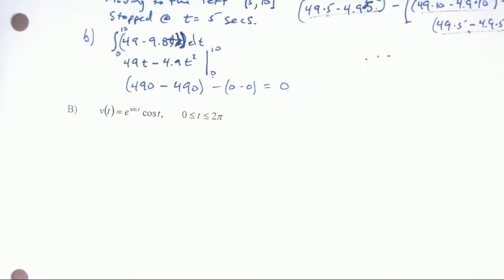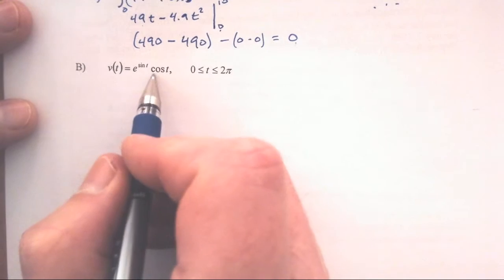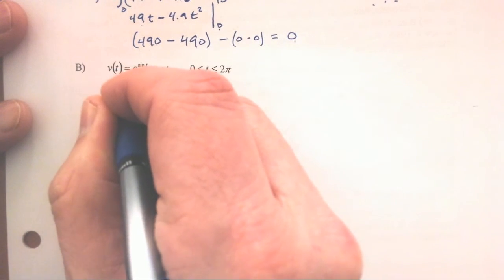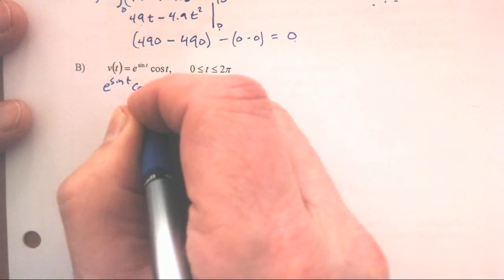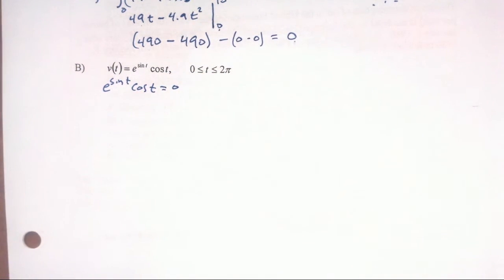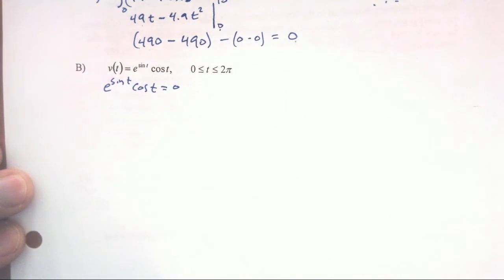Okay, B, more of the same. So first, when is the particle moving left, right, stop? This is our velocity equation. I want to know when the velocity is 0. When is e to the sine of t times cosine of t equal to 0? Well, either e to the sine of t equals 0, which we'll talk about, or cosine of t equals 0. Oh yeah, cosine of t equals 0 a lot.